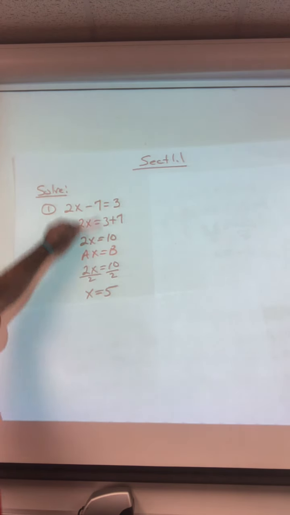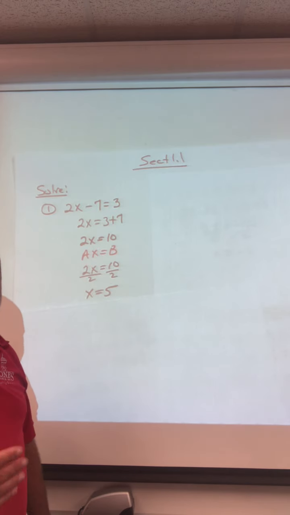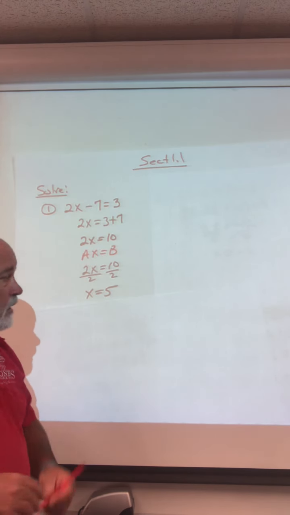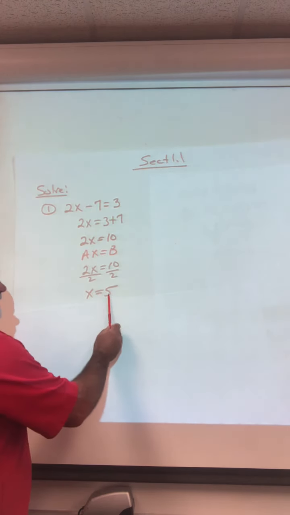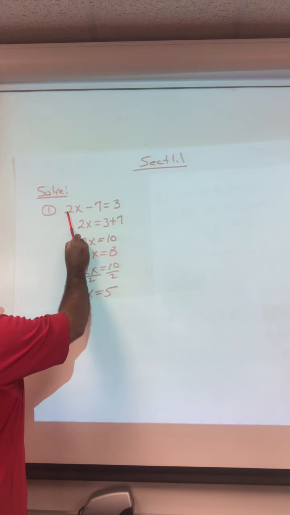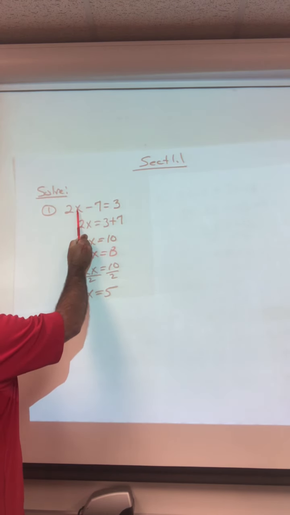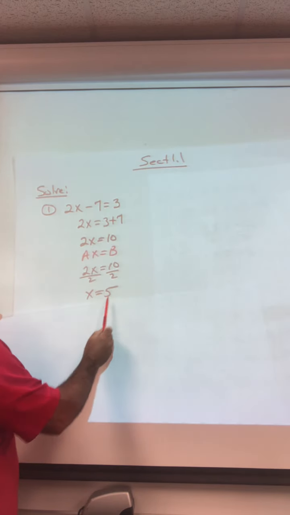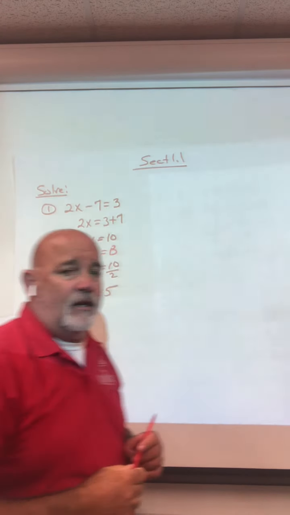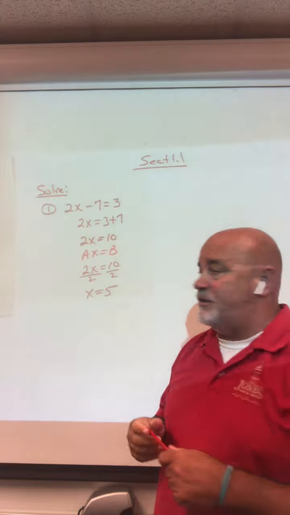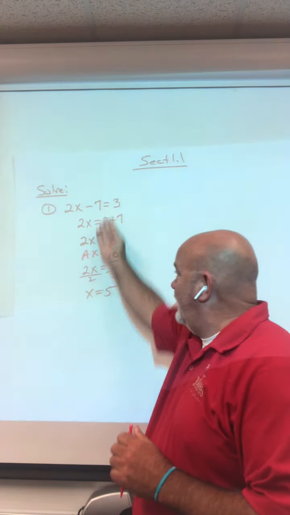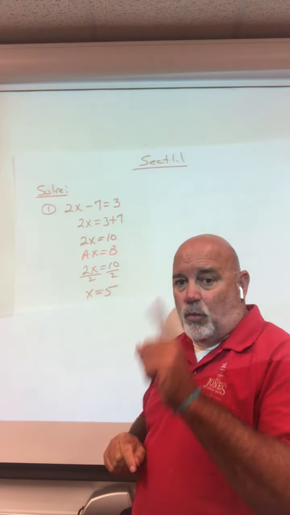Now this problem right here should be extremely easy for you. This is nothing but a review. Now let me show you that this works. If you let x be 5, 2 times 5 is 10. 10 minus 7 is 3. So not only is that the solution, it is the only solution. So this linear equation has one answer.